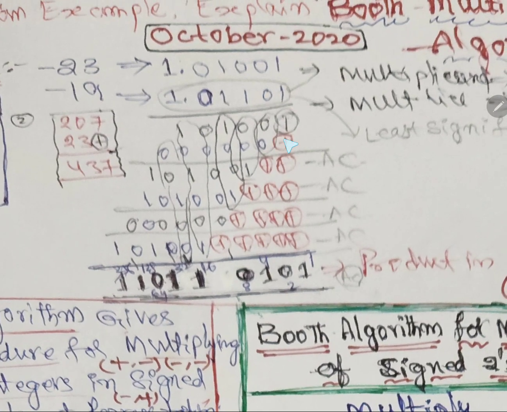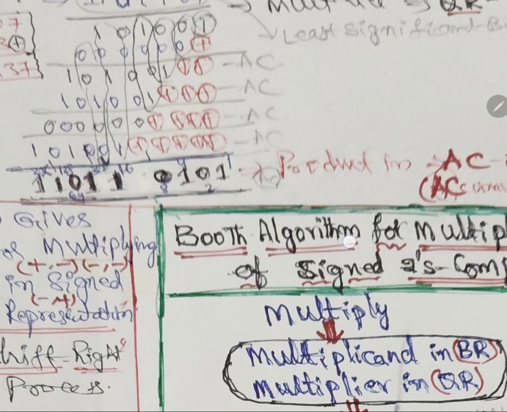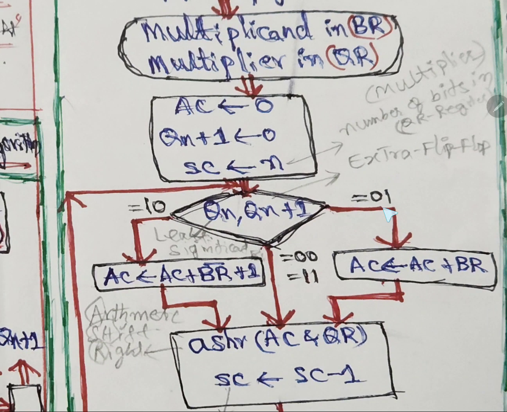Next value means this value here. In the multiplier, this value will be taken. Qn starting will be 1. Then it will change to Qn this one, and Qn plus 1 will be this one. When Qn is this one, then Qn plus 1 will be this one. So like that it will be moved this side and it will be added like this. Very simple. That scenario will be here.